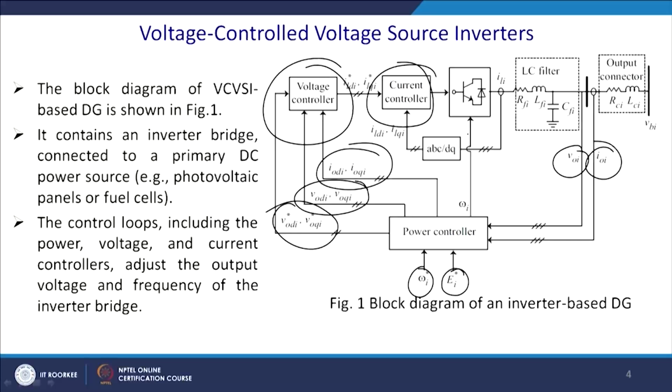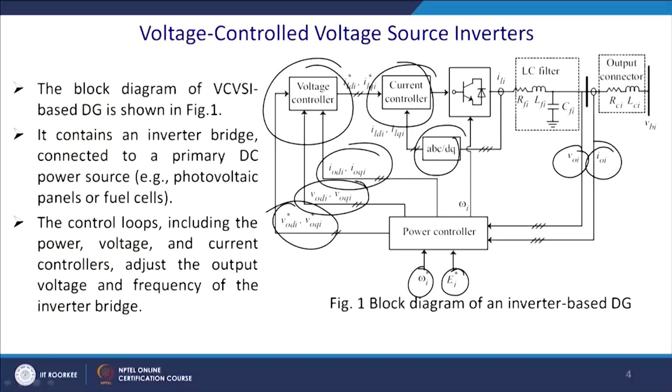This current controller will have an inner loop, and it will be a faster loop because it works at the switching frequency, and the voltage controller will be a slower loop, with bandwidth about 10 times less than this bandwidth. Then you can have an ABC to DQ transform and you will inject the power to the grid. This is the control block diagram of an inverter based DG system. Mostly in the case of a solar inverter, you will see this kind of control structure.